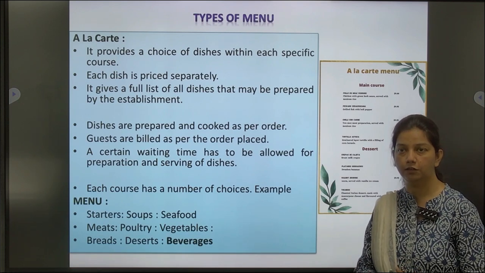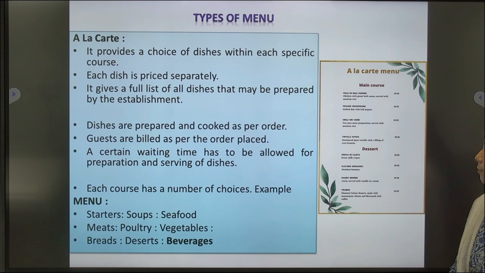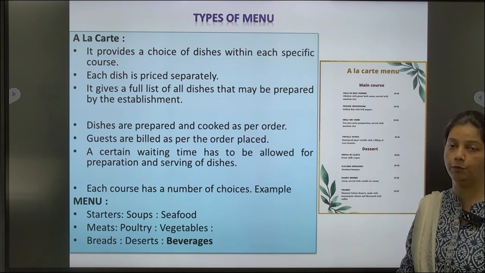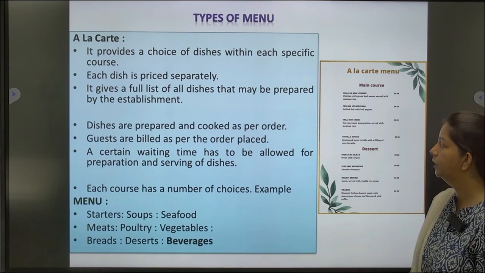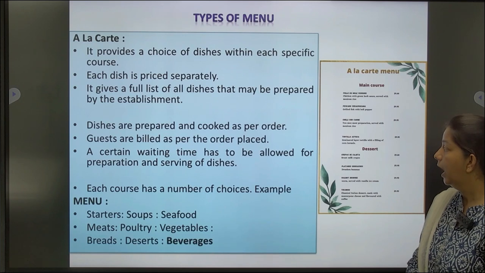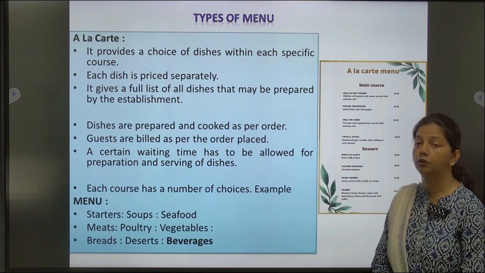We have many choices and the prices are different. The dishes are prepared and cooked as per the order. As the order is placed, the dishes are prepared and served to the guest. And the bill is prepared according to the dish price. And a certain waiting time is also allowed while preparing and serving the dishes.